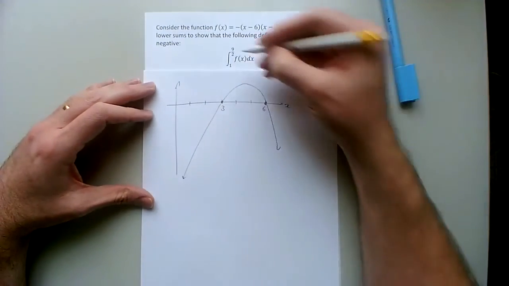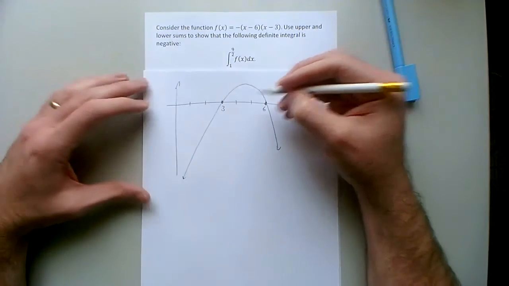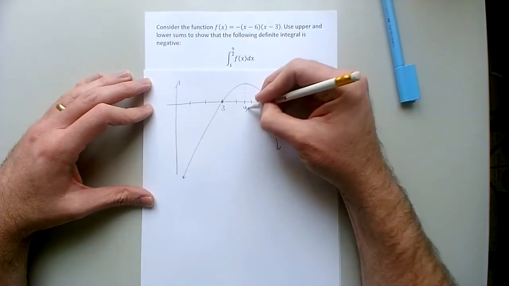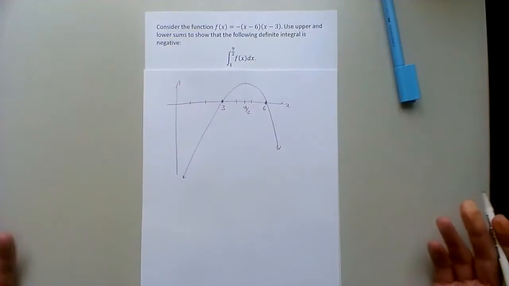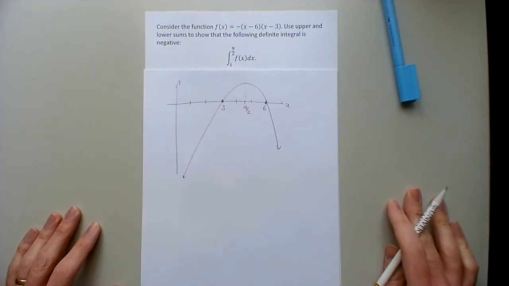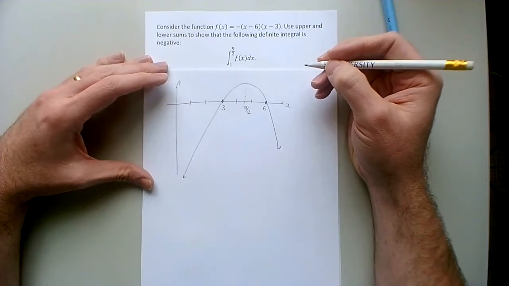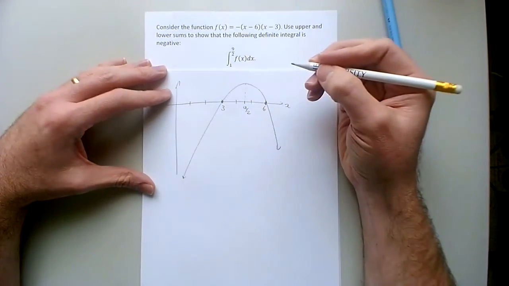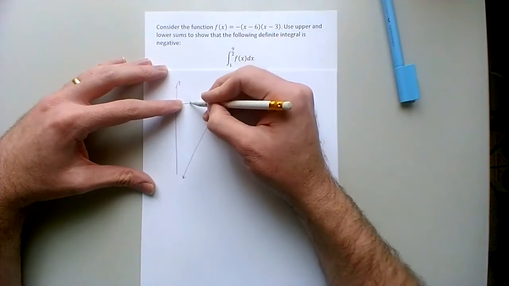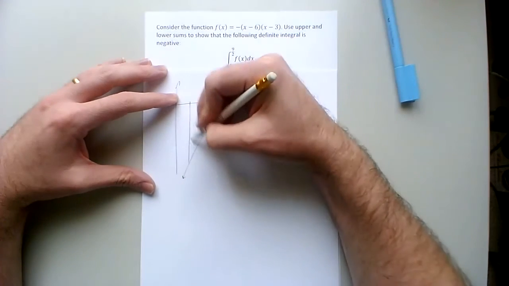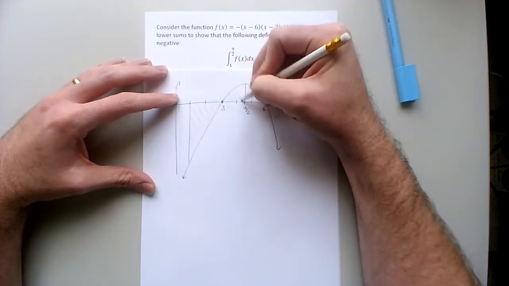So 9 over 2 is 4.5. 3, 4.5. Oh, that's halfway, which means it must be the vertex. The vertex is always halfway between the two intercepts. So that's kind of convenient. And the integral I'm looking for is from 1 to 9 over 2. So this is 1. So that goes down. 9 over 2 is that number there. So that's the integral I'm looking for.